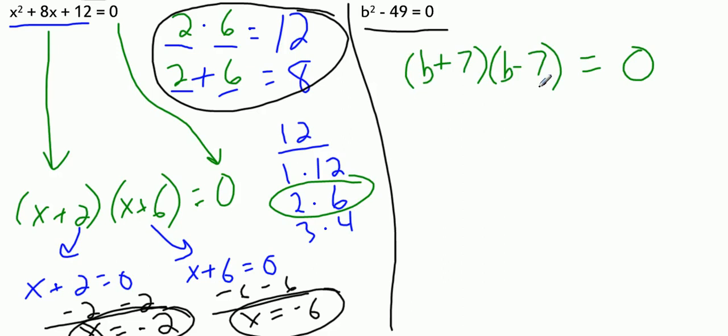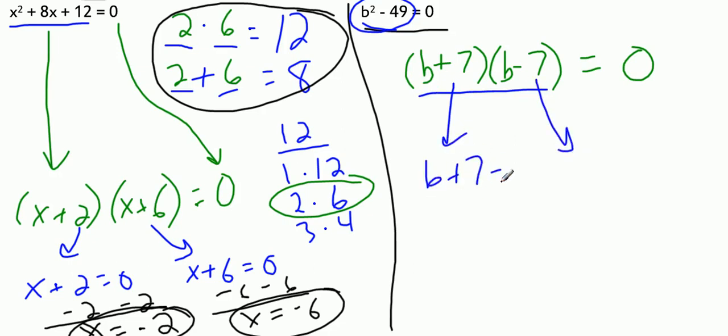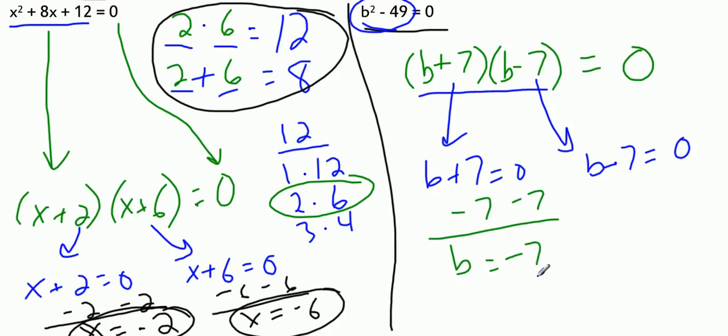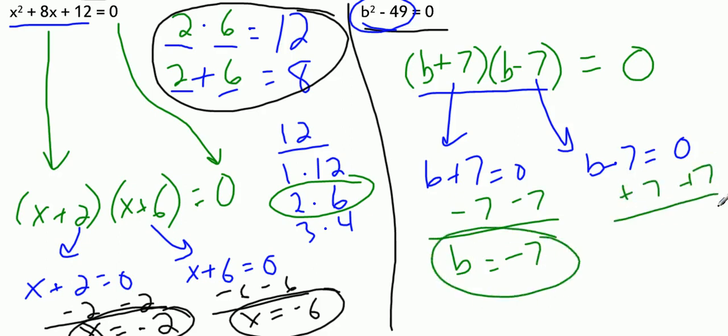Okay, so again, now we've done the hard part. The old material was the factoring. We factored b squared minus 49 into b plus 7 times b minus 7. Now we have to set each of these factors equal to 0. So b plus 7 equals 0, b minus 7 equals 0. How do we finish? Well, we just subtract 7 on both sides here to get b equals negative 7. That's one answer. We add 7 to both sides over here to get b equals positive 7, and that's your other answer.